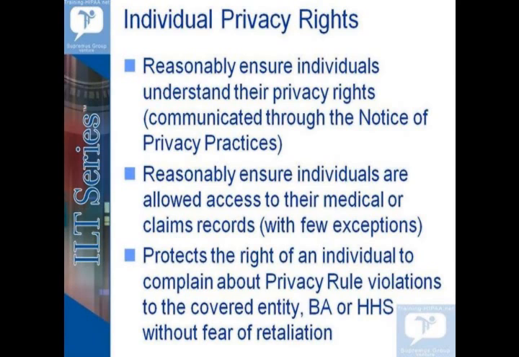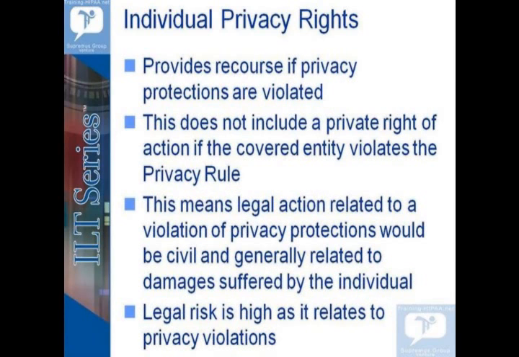It also protects the rights of an individual to complain about privacy rule violations and potential violations to their own personal privacy. They can complain to the covered entity or the business associate, and they can also complain to the U.S. Department of Health and Human Services, in this case the Office for Civil Rights. The covered entity or business associate cannot retaliate against the individual for filing a complaint with the Office for Civil Rights. Next slide.